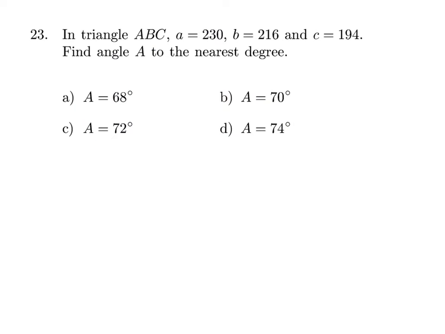All right, in triangle ABC, A is 230, B is 216, C is 194. Find angle A to the nearest degree.